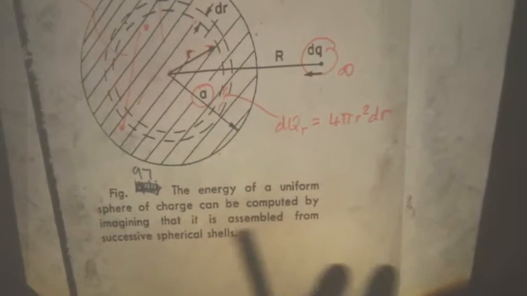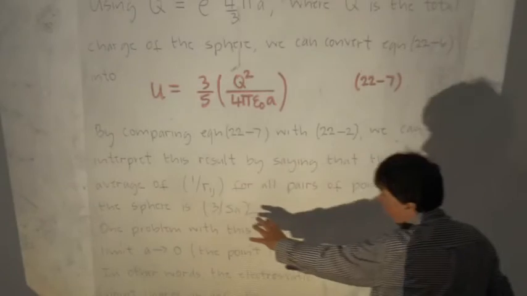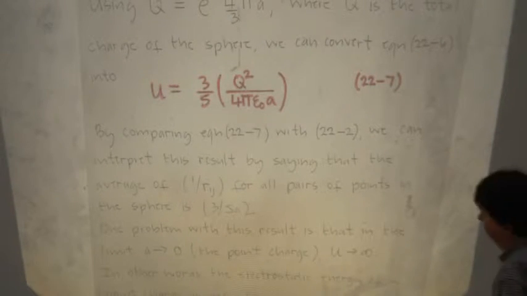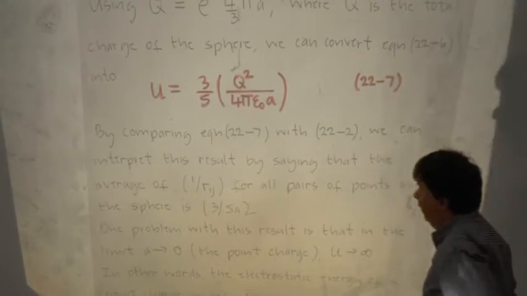So you can interpret this result, although we've done it by integration over a continuous charge, you can sort of imagine, if you want to map it onto the result for the point charges, that the average over 1 over rij is just equal to 3 over 5a.